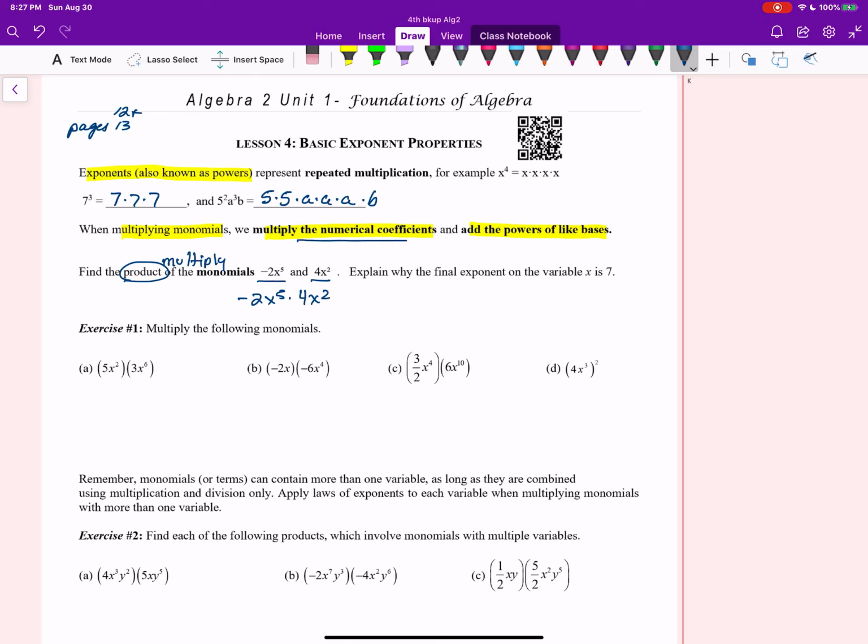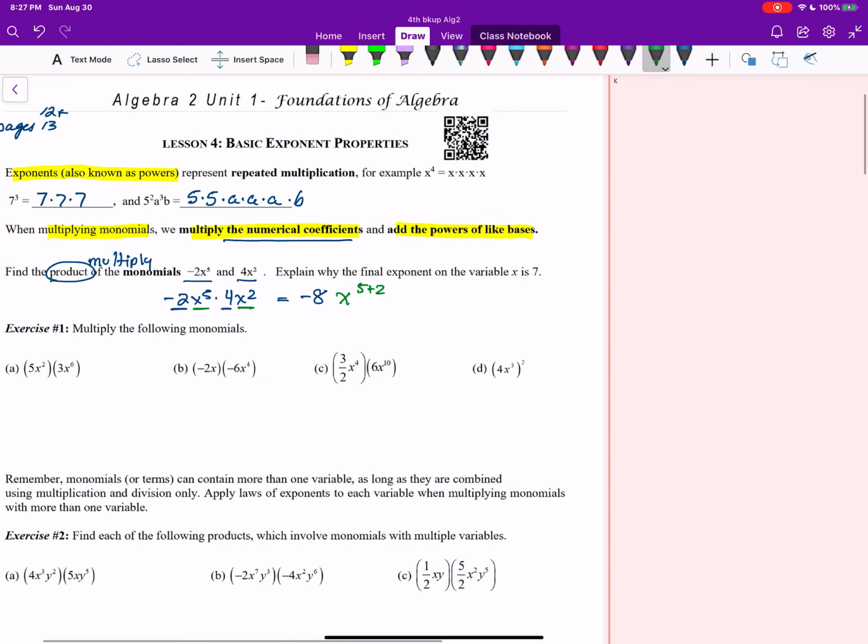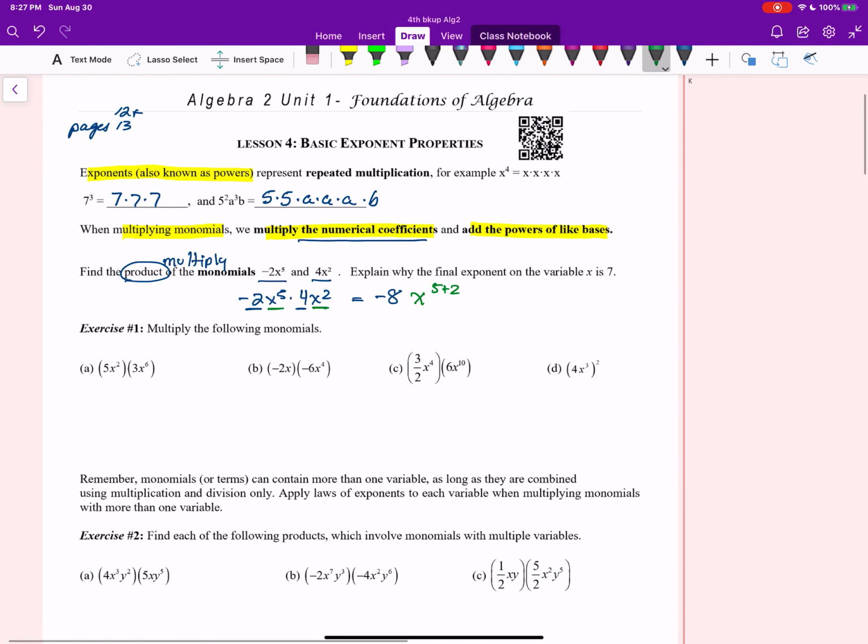We multiply the numerical coefficients. So negative 2 times 4 is negative 8. And then we add powers of the variable bases. So x to the fifth times x to the second would be x to the 5 plus 2, or x to the seventh. So negative 8x to the seventh.